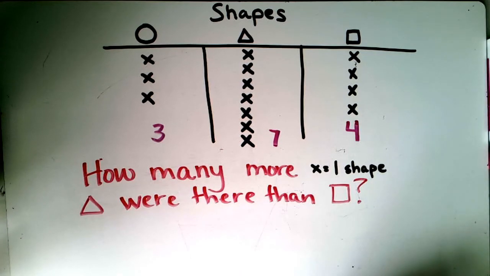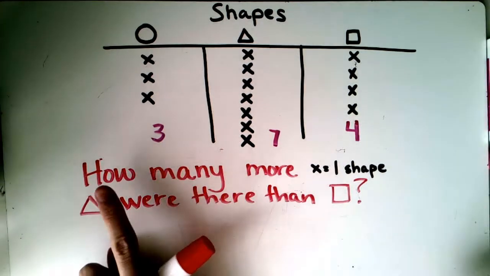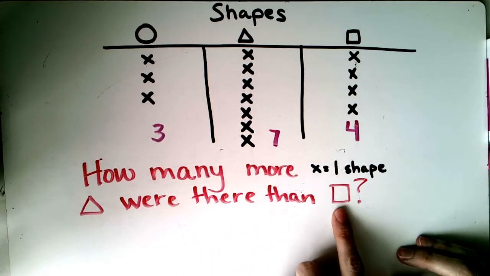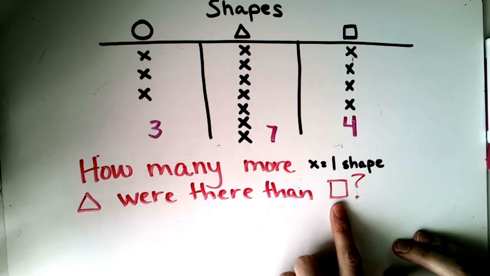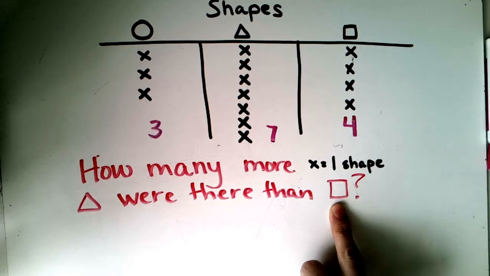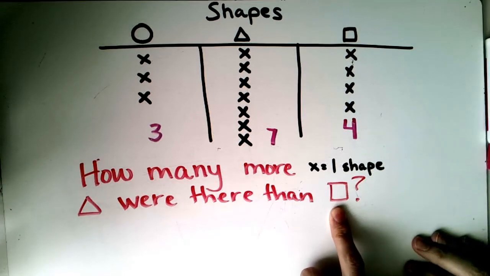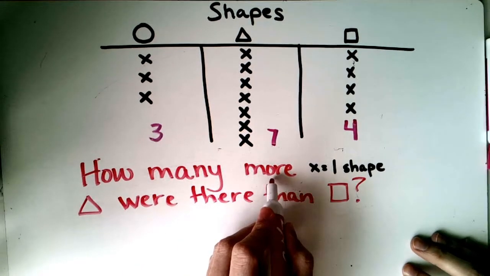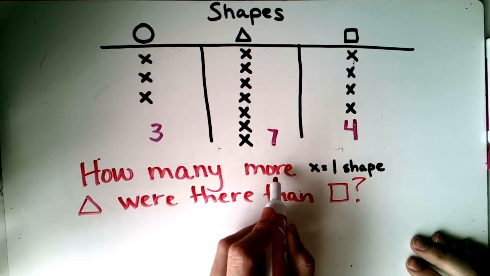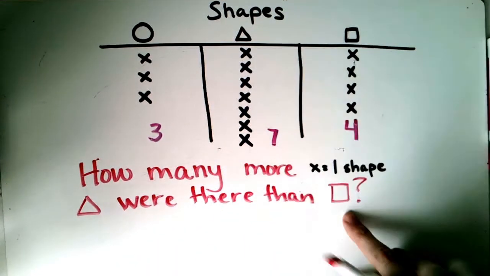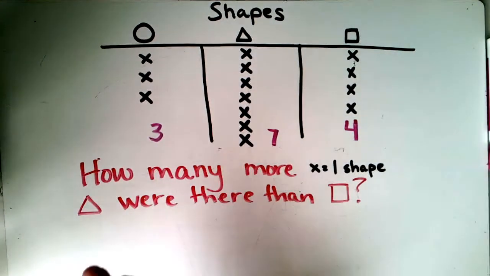Our next question says, how many more triangles were there than squares? Okay, remember how I said that "and" was a pretty important word? That "and" tells us we're going to be putting two categories together. Well, "how many more" tells us we're going to be finding a difference here. How many more are there, triangles than squares? We see there are more triangles, but how many more?